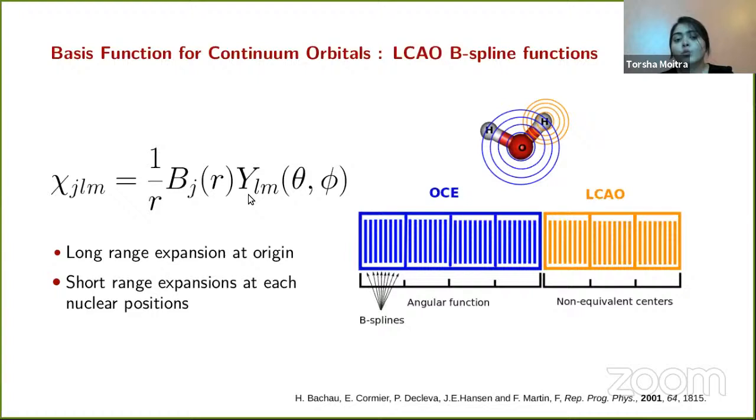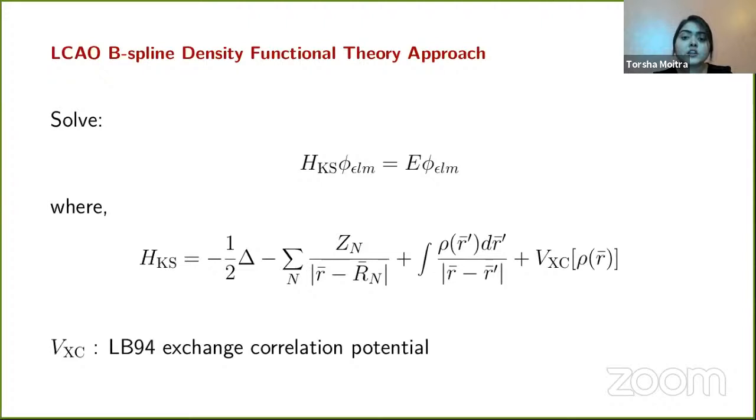What we do is we place a long range large angular momentum expansion at the origin. Say for the water molecule, we place it at the oxygen atom. This takes care of the asymptotic behavior of the continuum orbitals. And we place additional short range expansions at each of the nuclear positions to take care of Coulomb cusps. Even though here I show the expansion for only one hydrogen atom, an equivalent one is present also on the other hydrogen atom. After that, we solve for the continuum orbitals by solving the Schrodinger equation in the angular momentum representation, where the Kohn-Sham Hamiltonian is given by this expression.